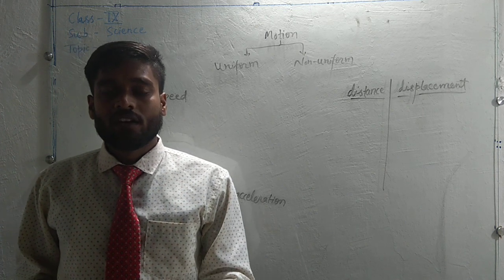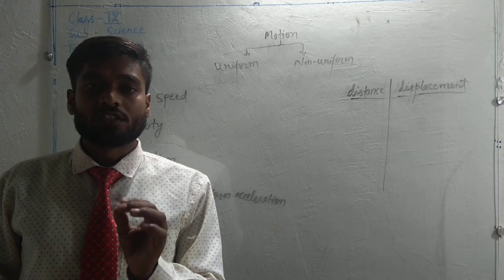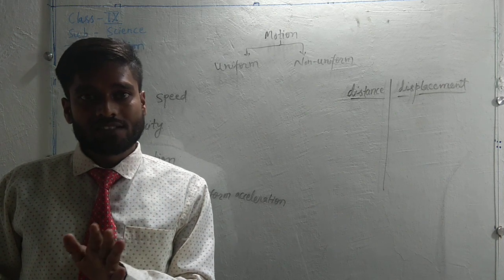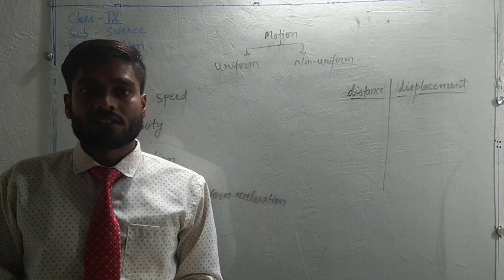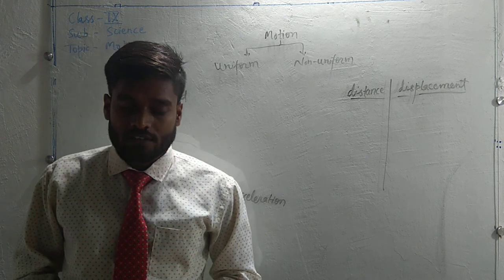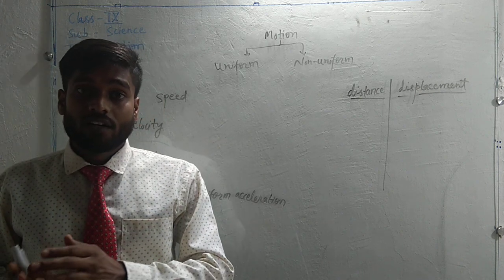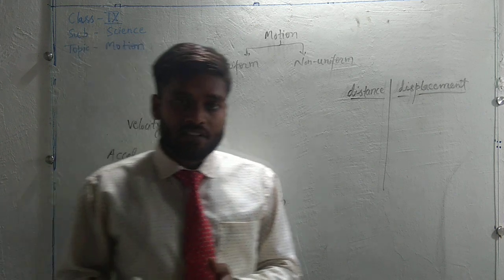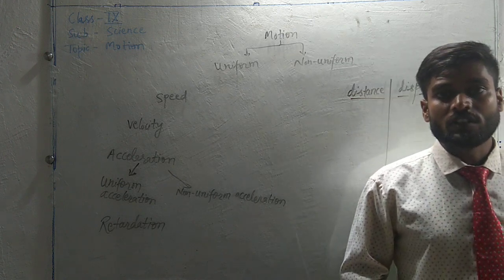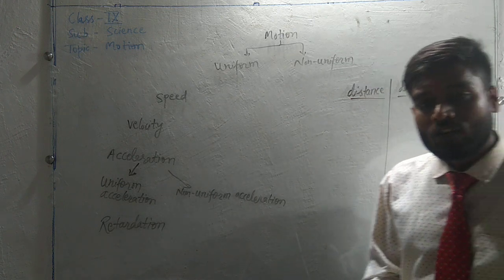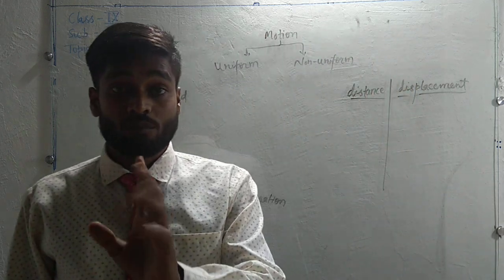Okay, so when an object does not change its position with respect to time, means time passes and the object is at the same position, that state is called state of rest. And the state where an object is continuously moving with respect to time, means there is some change in position, continuous change in position is observed, then that object is said to be in motion. That state is called a state of motion.